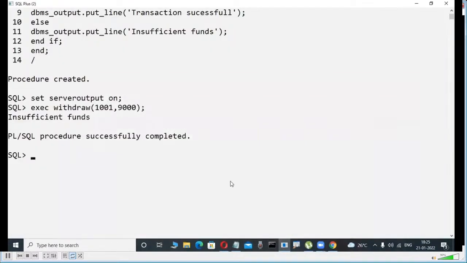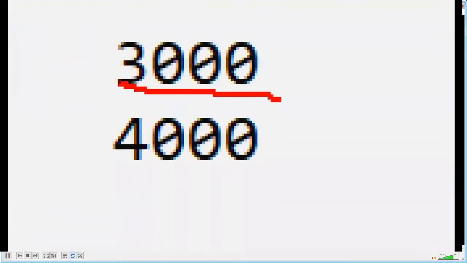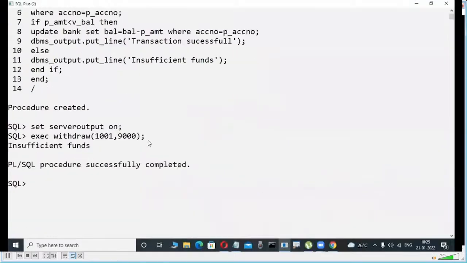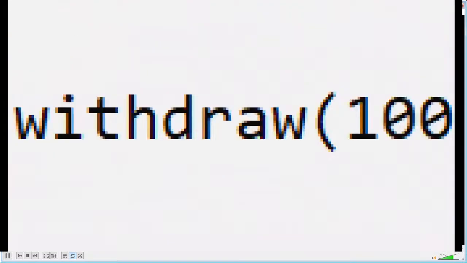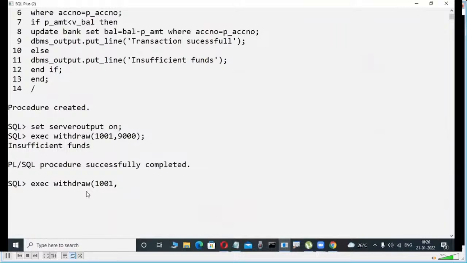Another case, OTP validation, those are all the same thing. Now here, check it out. For example, in this case my balance is 3,000. Now I try to withdraw 2,000 rupees, for example. Observe here, 1001 is my account number. I try to execute withdraw again, the procedure. Now I try to withdraw 2,000 rupees.